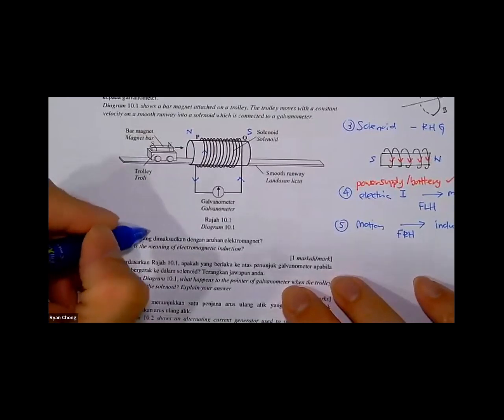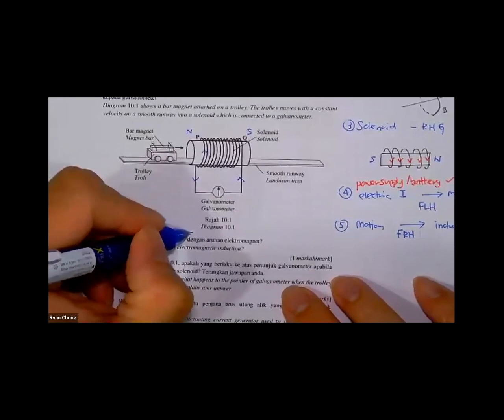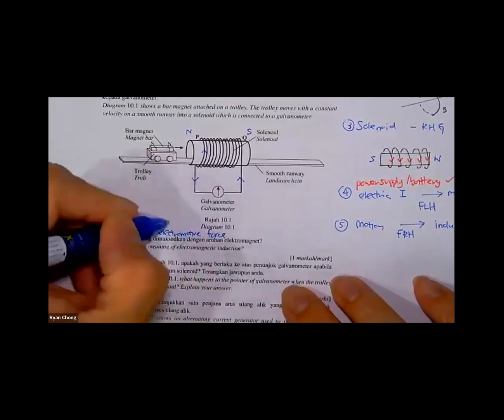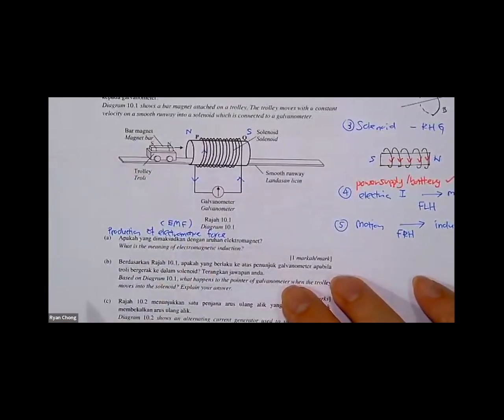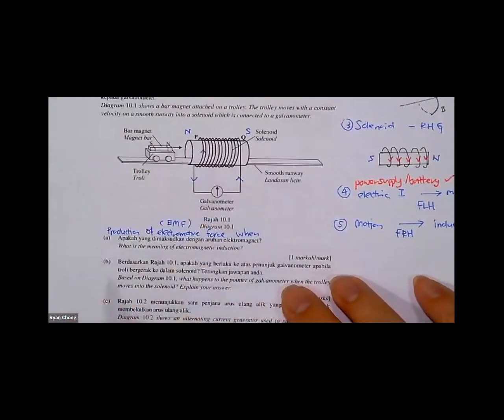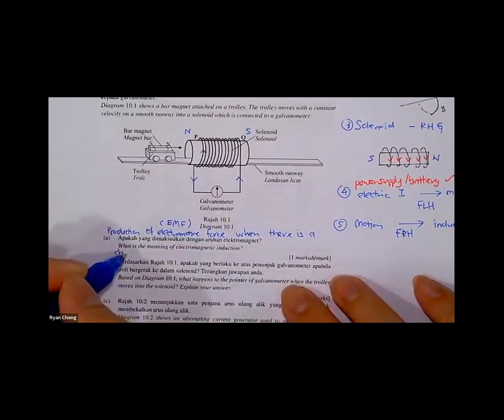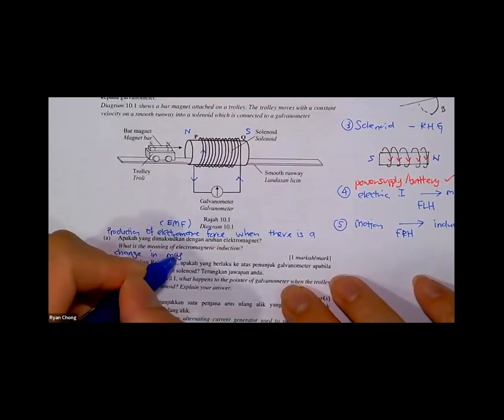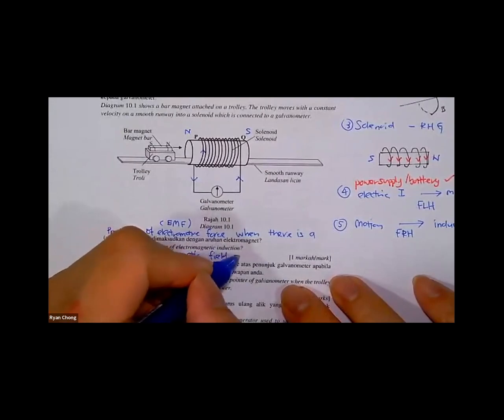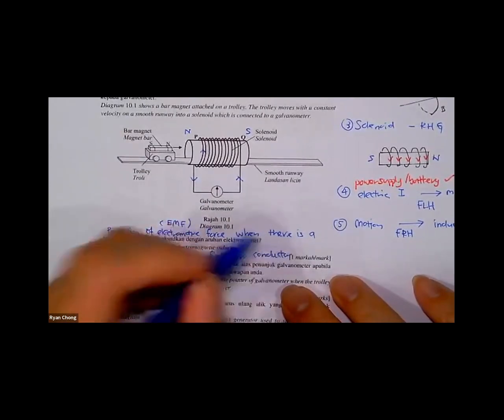Productions of electromotive force. Okay, electromotive force in short form we call EMF. When there is a change in magnetic field on a conductor, right? The solenoid is the conductor. So you have a change of magnetic field. That's why you produce induced current. If you have no change of the magnetic field, then you will not produce one. Okay, so this one will be part A.